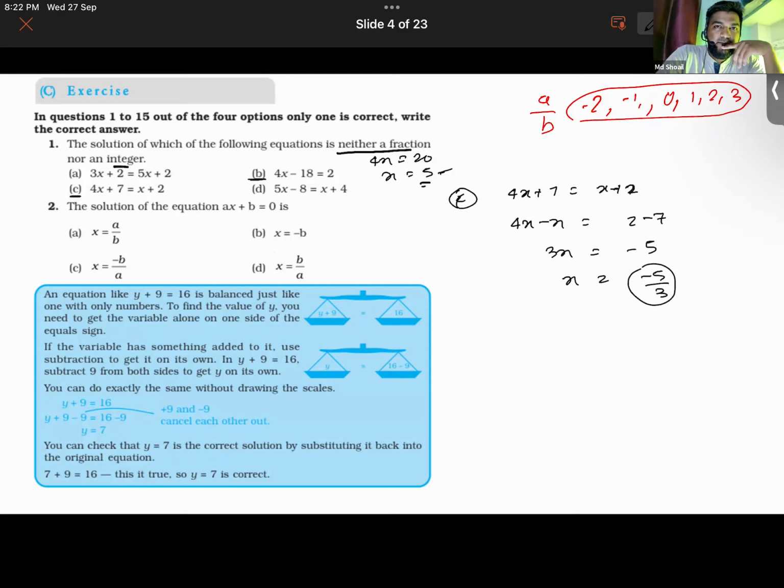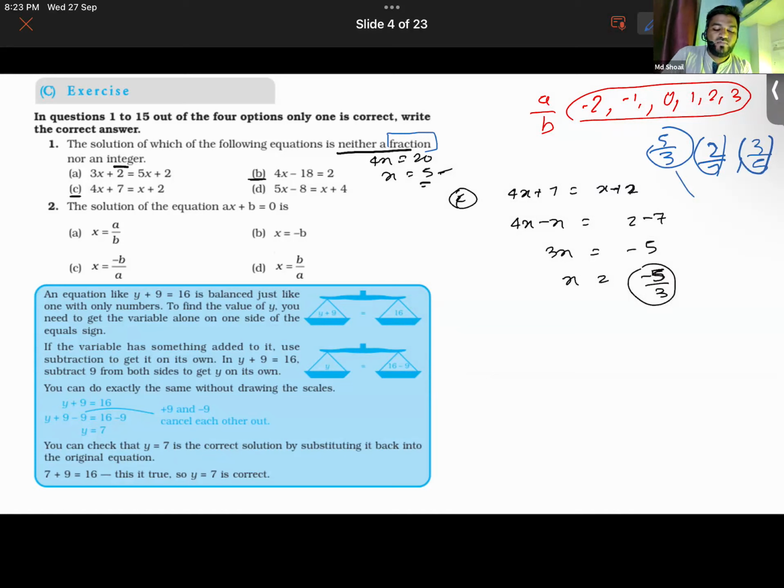So this is a fraction, right? Minus 5 upon 3. I believe the question intends to mention a fraction that is positive here. Values like 2 upon 7, 3 upon 5 or 5 upon 3 are all fractions, even if the answer was like this. We can convert them into decimal also.